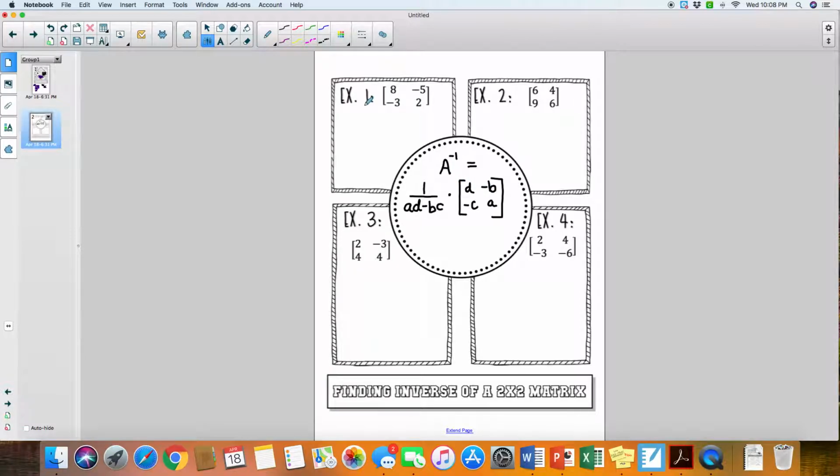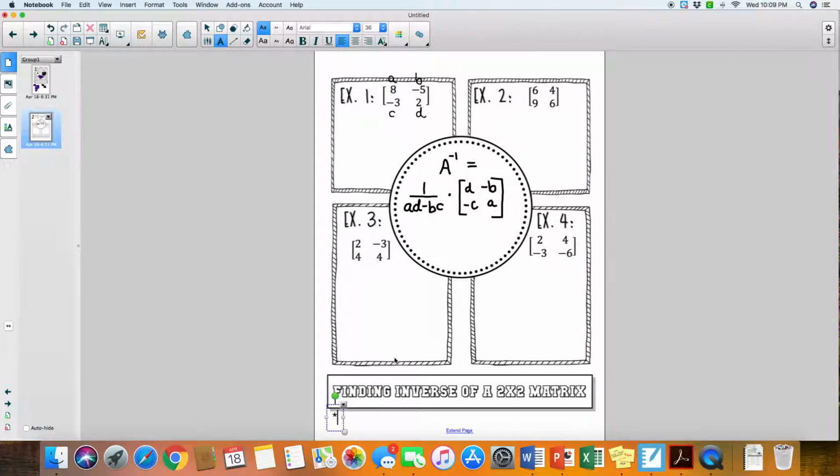So let's look at example 1. Remember the elements of the matrix would be as follows: A, B, C, D. They just go in alphabetical order, starting at the first element and going in your rows, left to right. So the first thing I'm going to do is find the determinant.